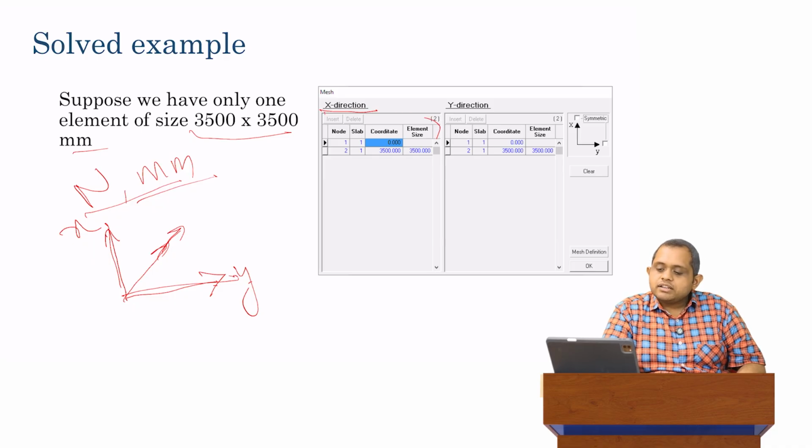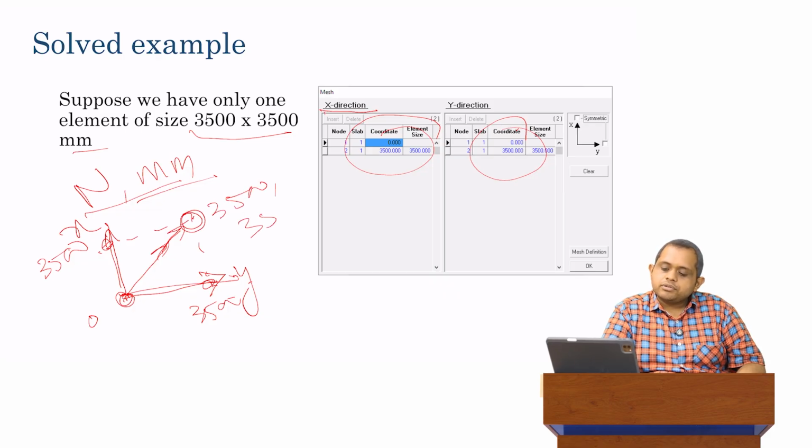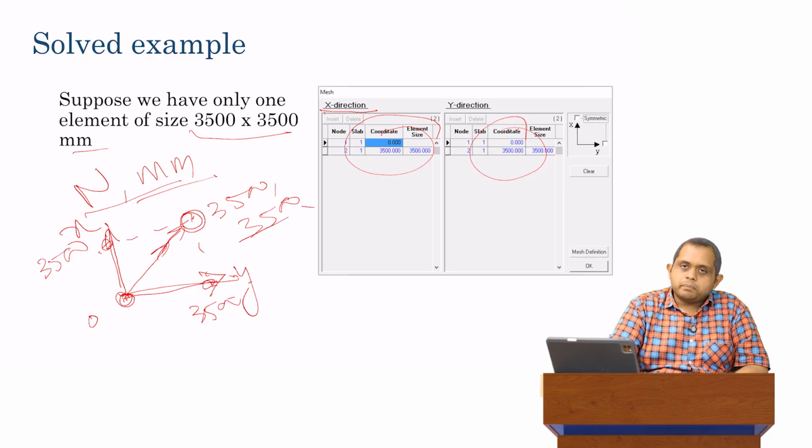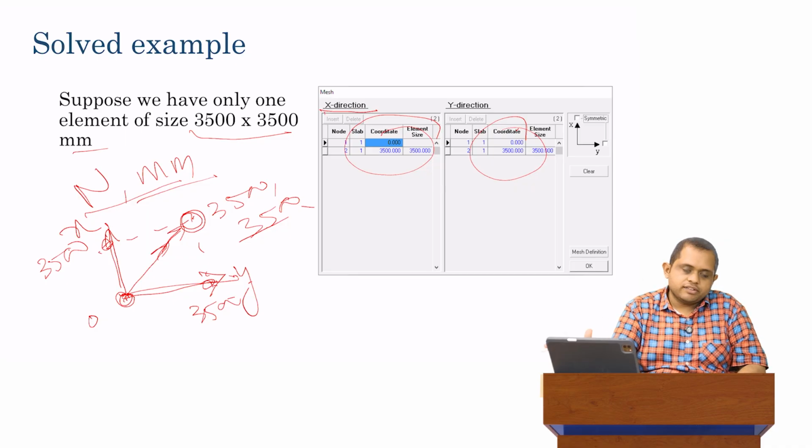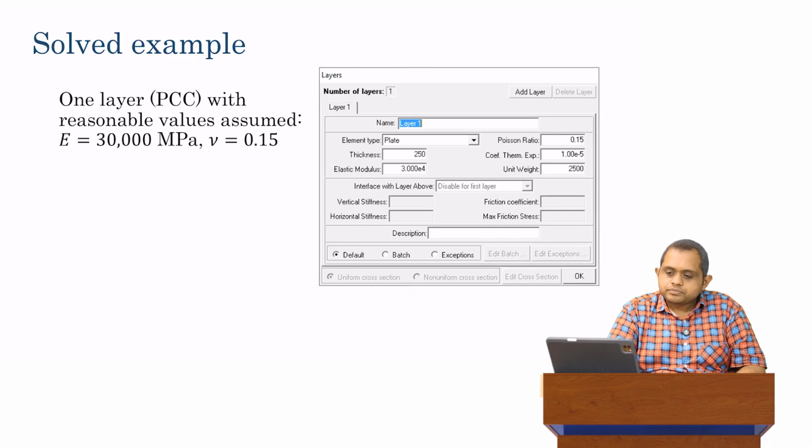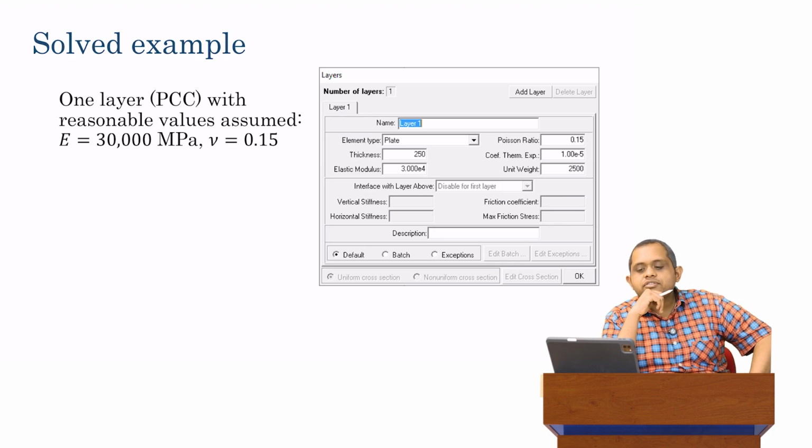So what I'm saying here, in the x direction, I have two nodes. One node at x equal to 0, and one node at x equal to 3500 mm. And then along the y direction, again, I've got two nodes. One node at y equal to 0 and one node at y equal to 3500. Based on this, it's going to construct a rectangular element. So it will put the additional node up here at 3500, 3500. So with that, we have defined both the geometry as well as the mesh of the slab. We haven't defined the layers, and in this case, we actually have only one layer, but we'll do that in a second. Okay, so now we go ahead and define the layers.